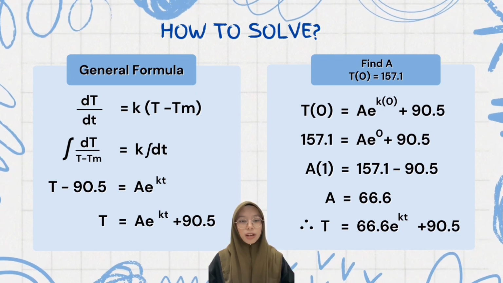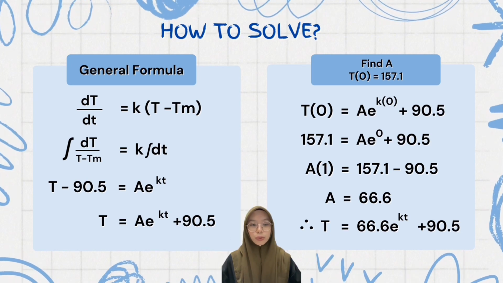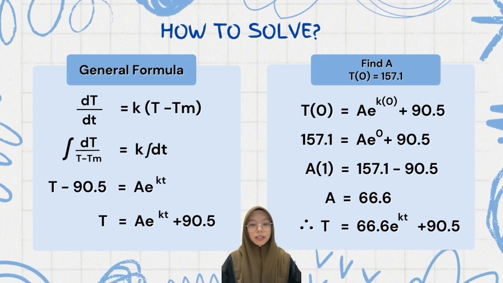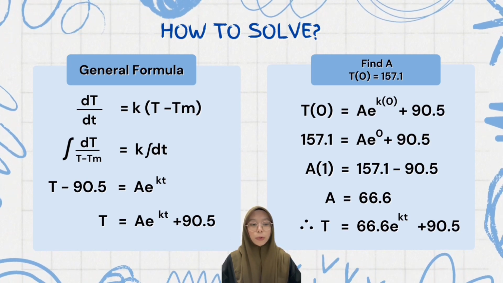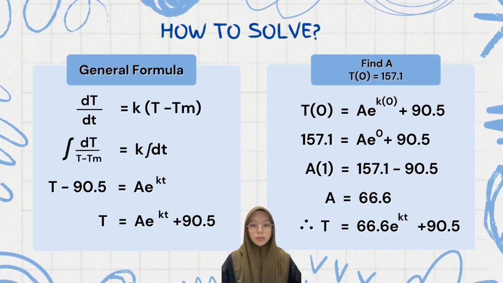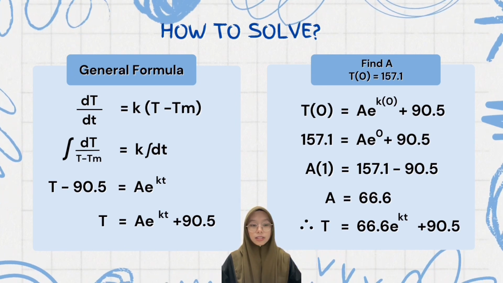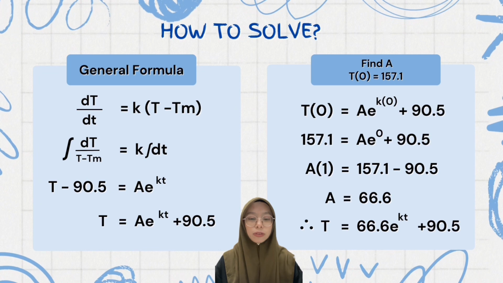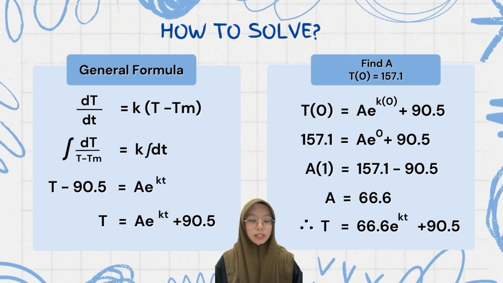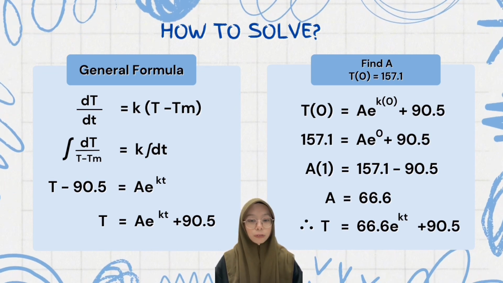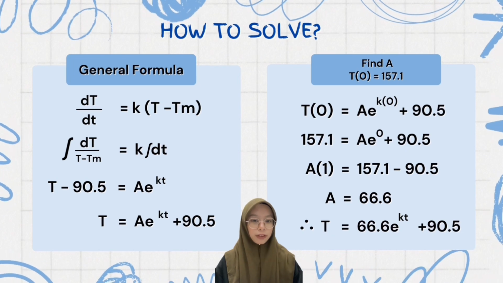Next, 90.5, bring it to the other side. So A multiplied by 1 equal to 157.1 minus 90.5. So we got the answer for A, 66.6. So we got a new value for T. T equal to 66.6 e to the power of kt plus 90.5.